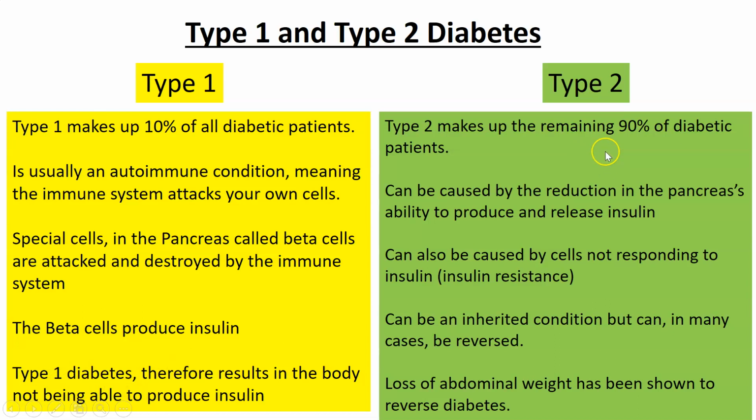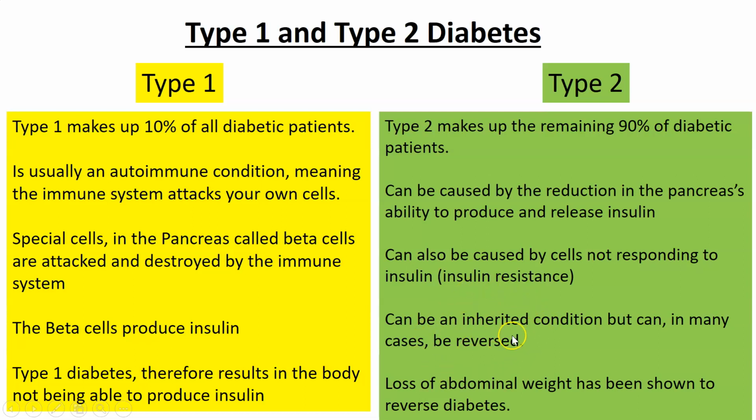And type 2, which we've just talked about, is the major type of diabetes. This can also be inherited to some extent, but it has a much more genetic and environmental component. We're all prone to type 2 diabetes. It's basically caused by a reduction in the pancreas's ability to produce and release insulin. It can also be caused by cells not responding to insulin, the insulin resistance we just talked about. It can be inherited, but in many cases it can be reversed.